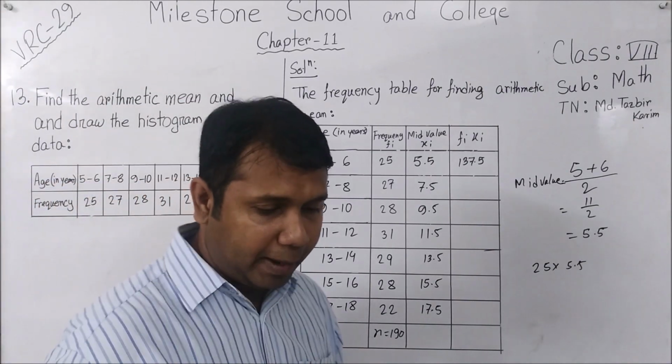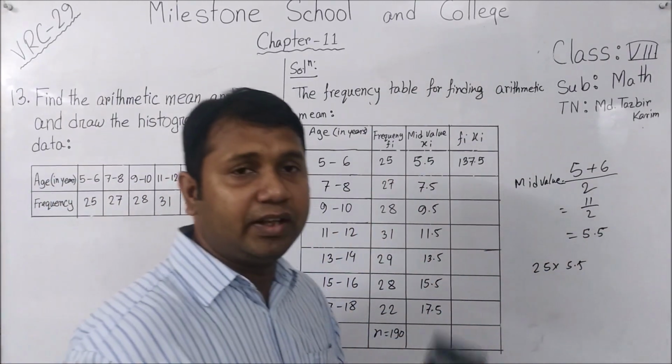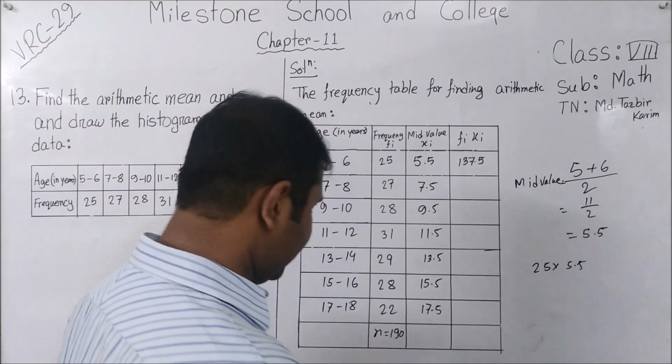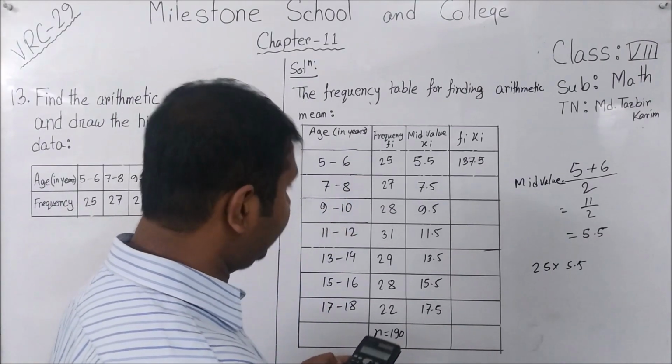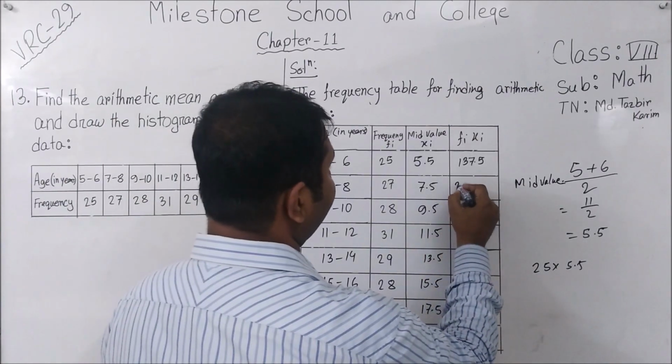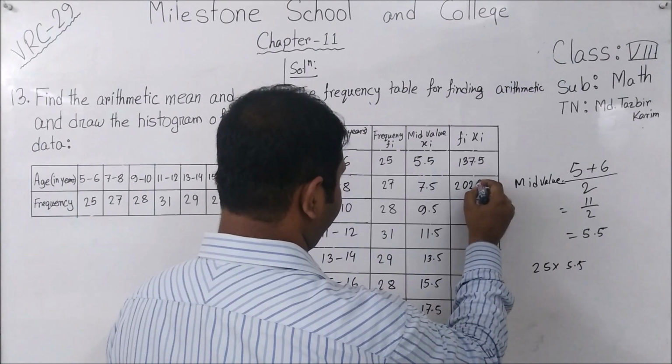You have to use a calculator like this type of calculator. Then what is the next number? That is 27 multiplied by 7.5. We are going to get 202.5.